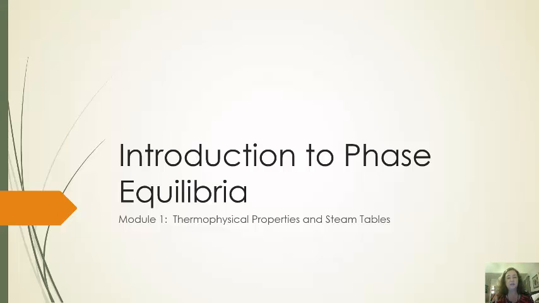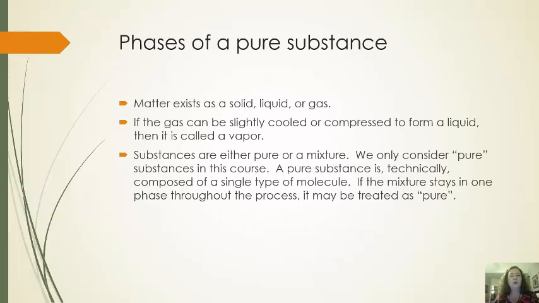All right, so let's continue our discussion of the basics of thermophysical properties in steam tables by looking at the phase equilibrium diagrams. So again, a reminder, the phases of a pure substance are going to be either solid, liquid, or gas for our purposes. Again, we're not worrying about things such as a plasma.